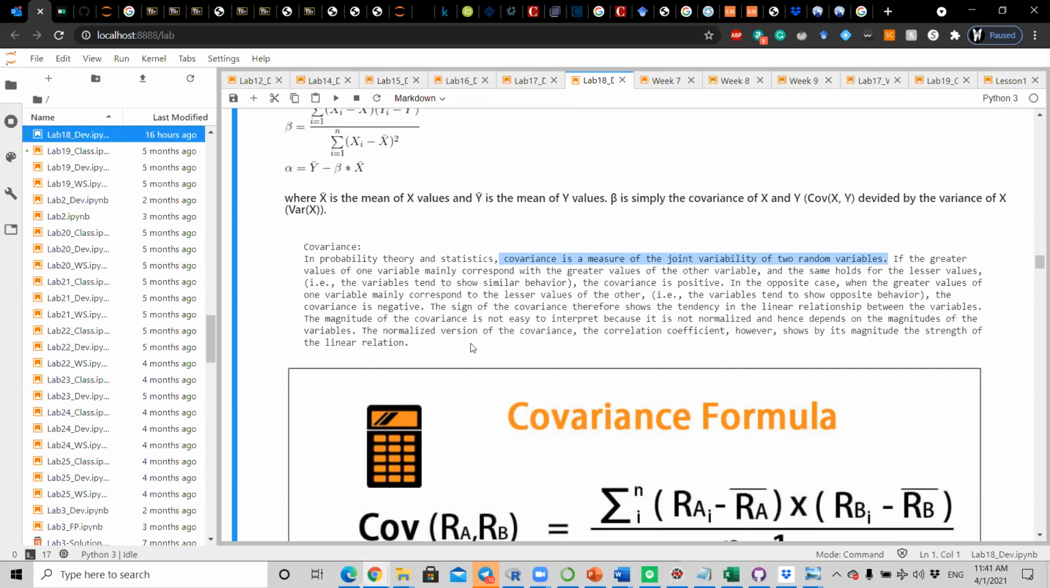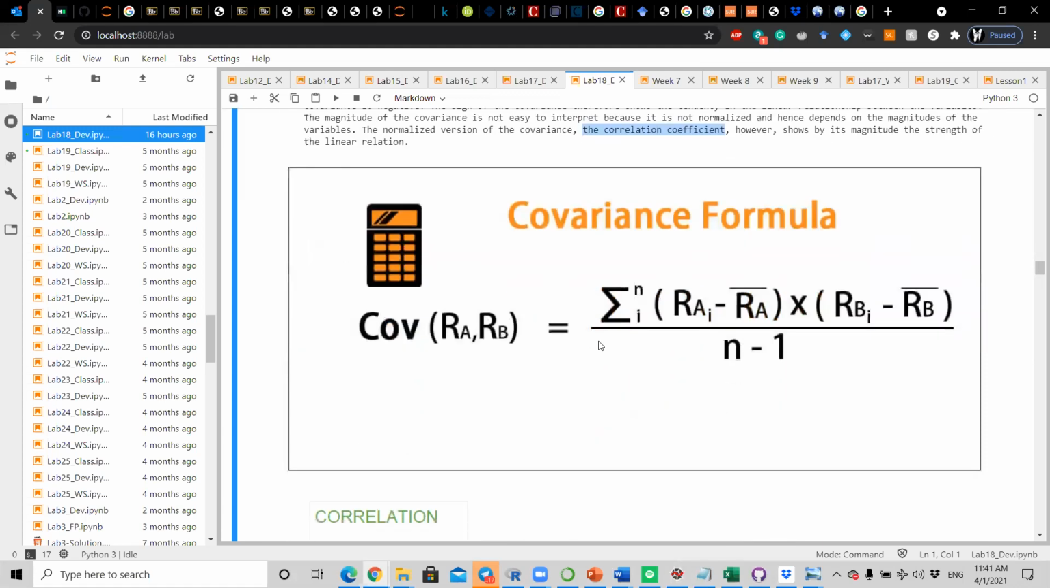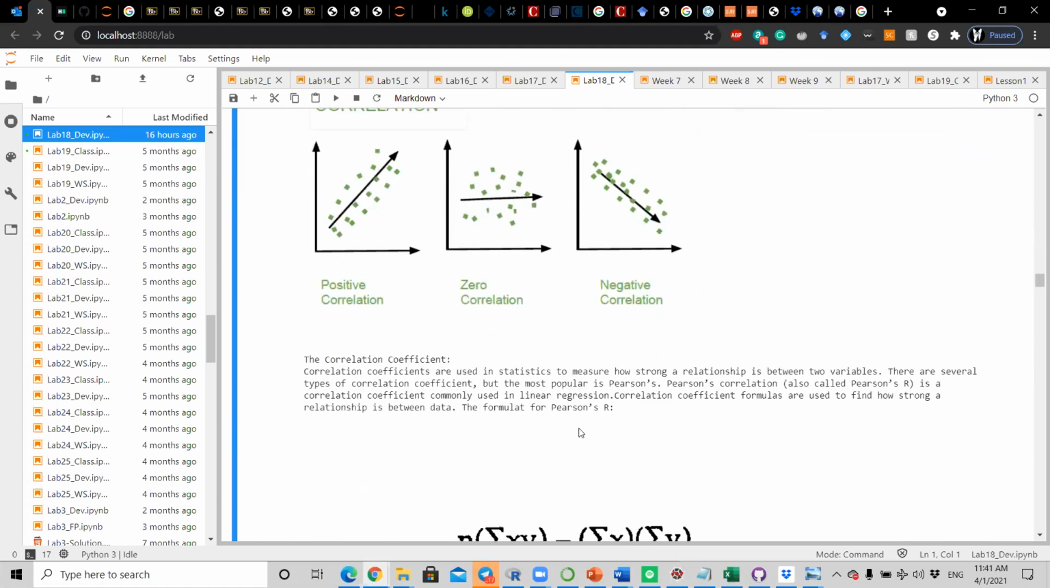So the normalized version of the covariance, which is known as the correlation coefficient, shows by its magnitude the strength of the linear relationship. The cool thing about the correlation coefficient is that you can get two things from it. First, the sign, which will tell you whether you have a positive relationship or a negative relationship. And then the magnitude, which, when it is closer to 1, is a stronger relationship. When it's closer to 0, it's a weaker relationship.